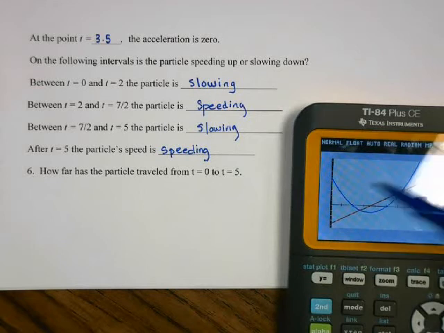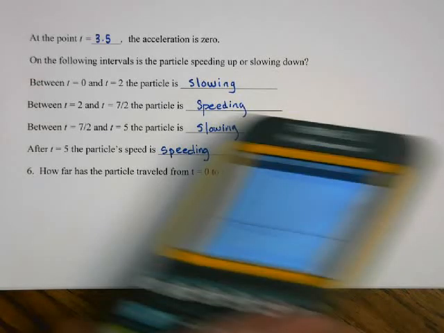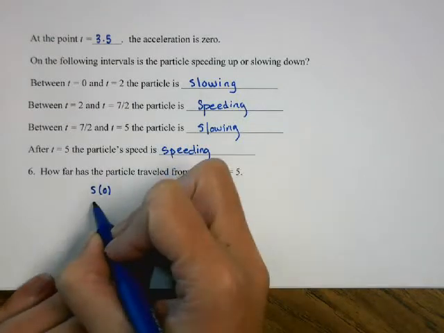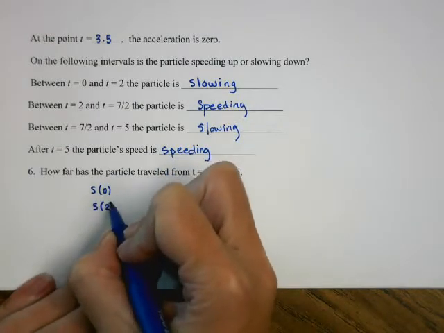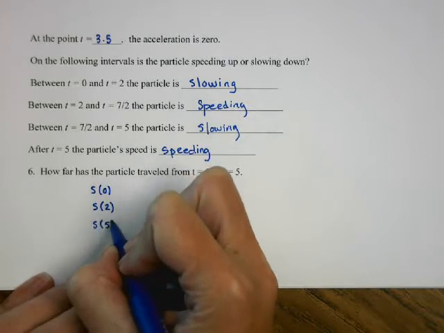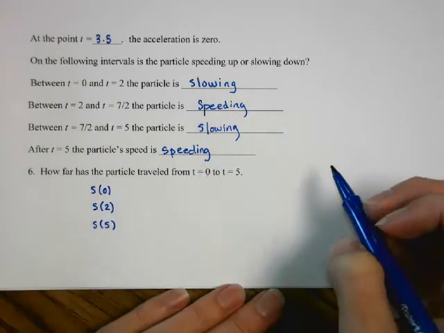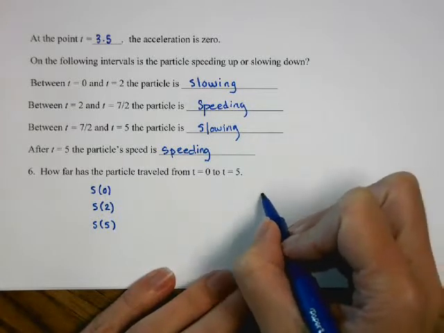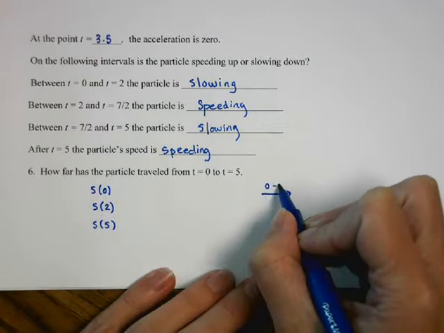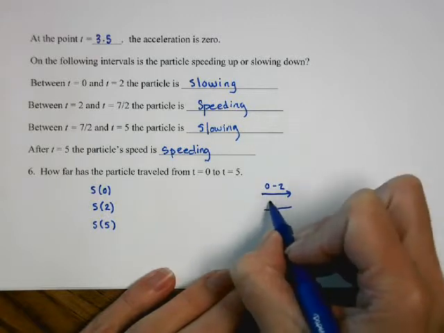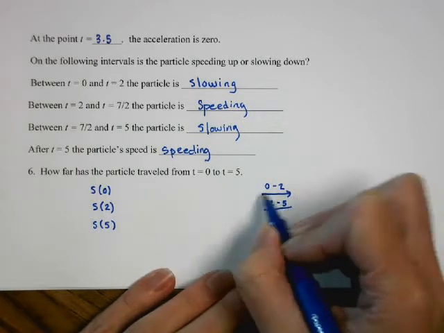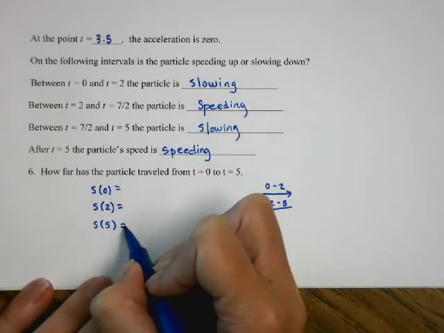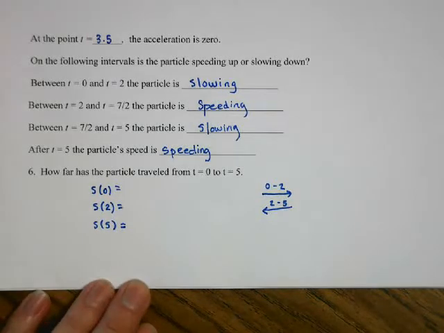So I want to find the position at 0, the position at 2, and the position at 5. Because like I said, from 0 to 2, it's moving to the right. From 2 to 5, it's moving to the left. So I want to know those positions. So we're going to plug 0, 2, and 5 into our position equation.